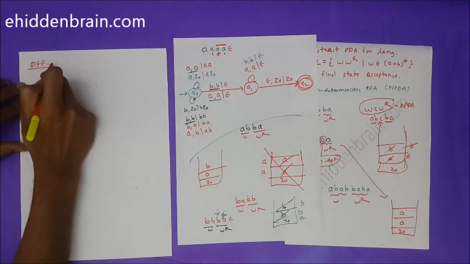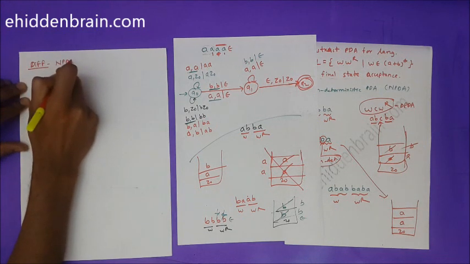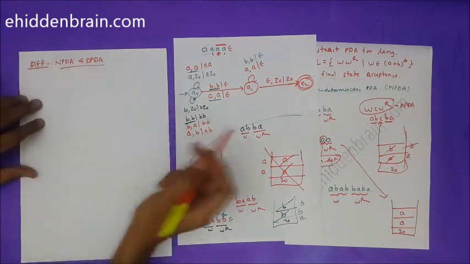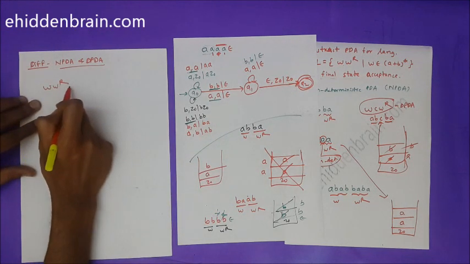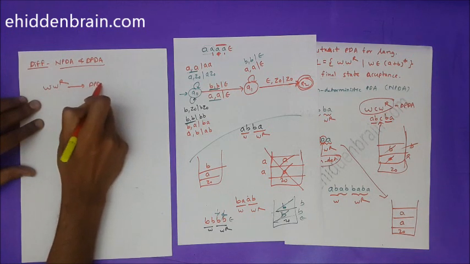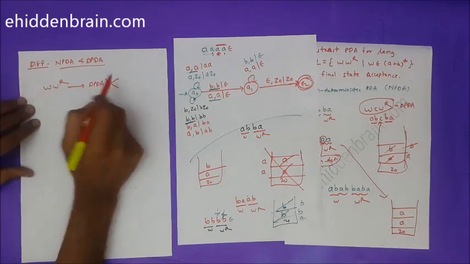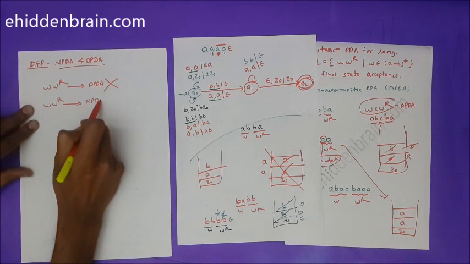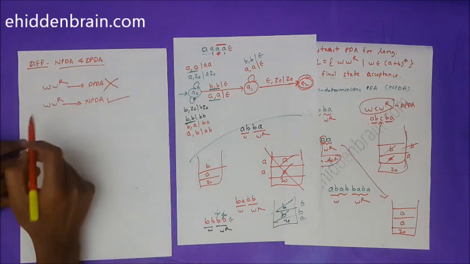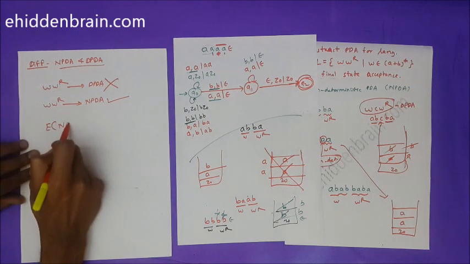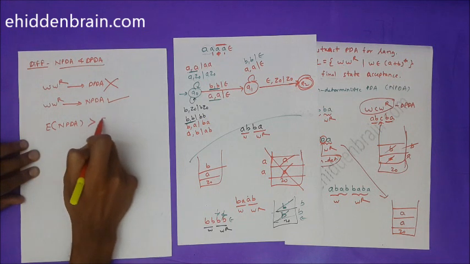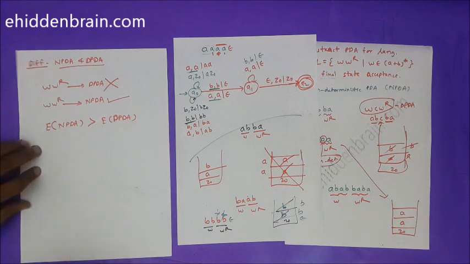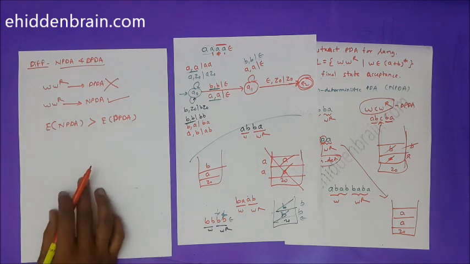Difference between NPDA and DPDA. What is the difference? Actually you can see this, W raised to R is not possible from DPDA. So if you have a deterministic push down automata, this is not possible, but W raised to R is possible for non-deterministic push down automata, and hence I can say that expressive power of NPDA is definitely greater than expressive power of DPDA. Right? So this is only applicable for push down automata.